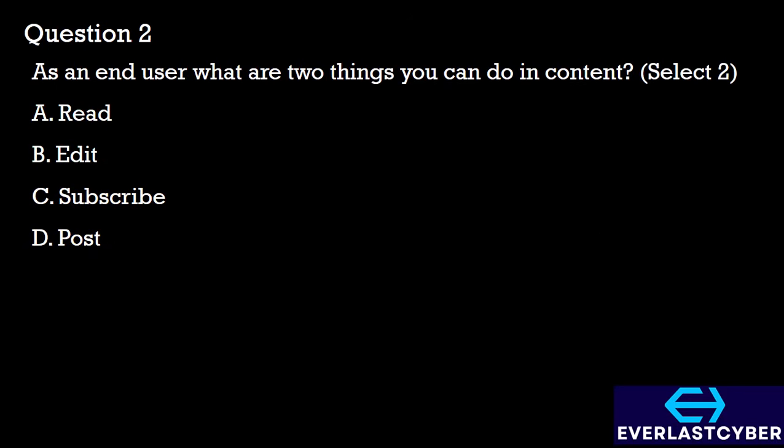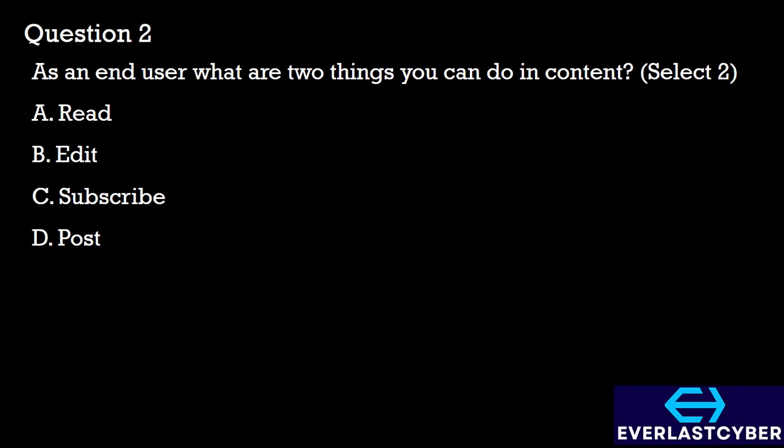Question 2. As an end user, what are two things you can do in content? For this question, we'll also be selecting two answers. A. Read. B. Edit. C. Subscribe. D. Post. As an end user, you can access and read the content that has been shared with you, or if you have the permission to view it.